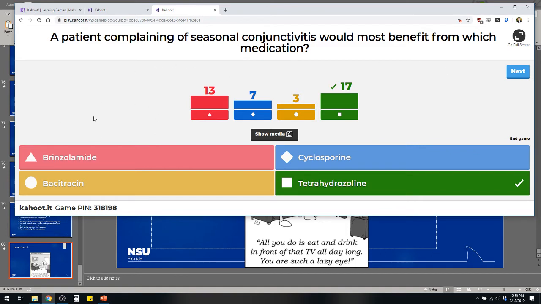Anyway, so let's look at this. So what would you use brinzolamide for? That's one of those carbonic anhydrase inhibitors that we use for glaucoma. Remember, that's one of those things that help decrease the aqueous humor production.